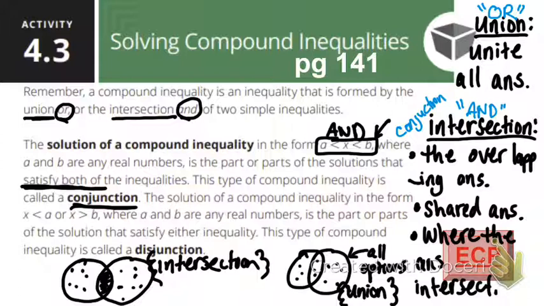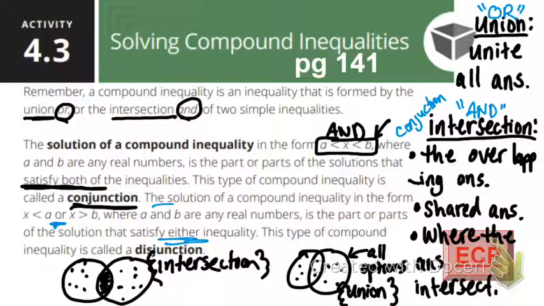All right, on the other hand, the solution of a compound inequality in the form X is less than A or X is less than B, where A and B are any real number, is the part or the parts of the solution that satisfy either. So it can satisfy either of them, right? Notice this word or. It specifically says or. So in this case, we're not going to have a special form. It will always have two inequalities and have the word or in it.